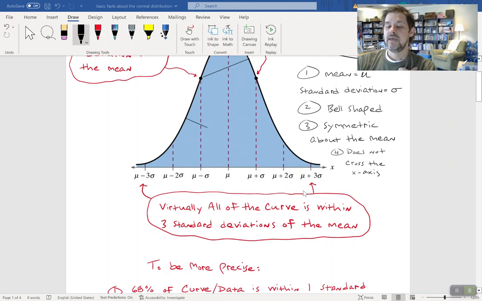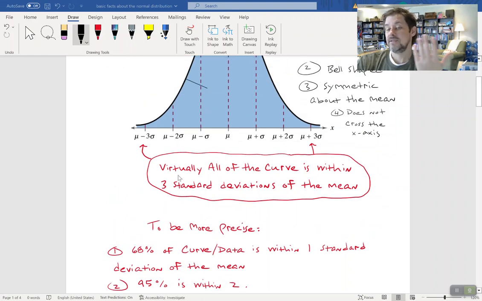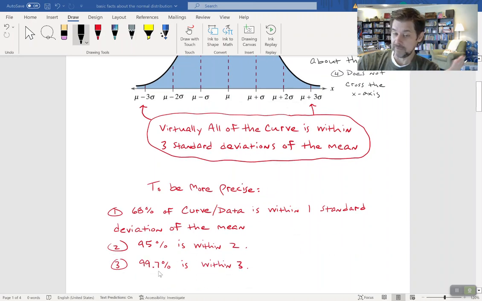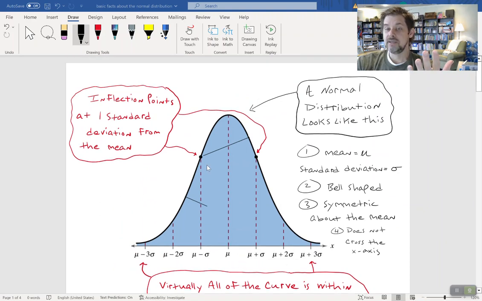Now I can be a little more precise about that. It turns out that 68% of the curve or the data is within 1 standard deviation of the mean, 95% is within 2, and 99.7% is within 3. So if I say virtually all the curve is within 3 standard deviations of the mean, I mean 99.7% of it is within 3.